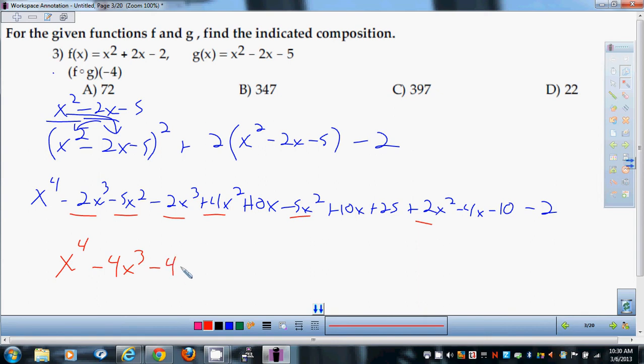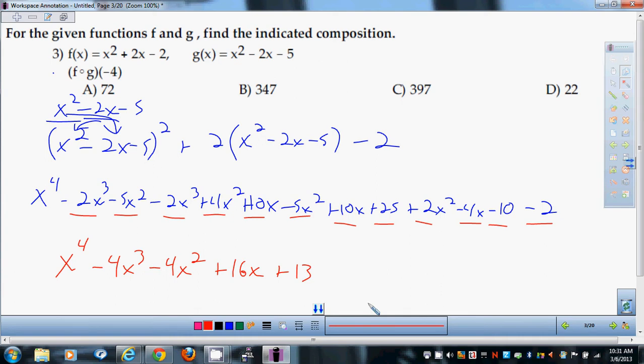How many x's do I have? Let's see, I have 10, 10, and negative 4. So that's 16. And then I have 25 minus 10 minus 2, so 13. Just combining like terms. That's all we did right there. Now what do I do now? Plug in negative 4. Yeah.